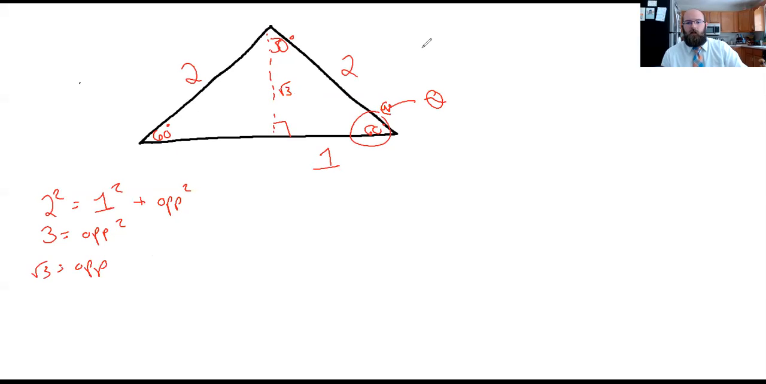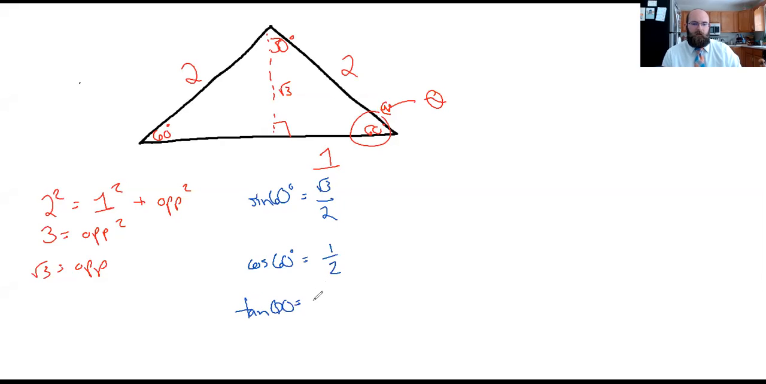Now, let us find what sine of 60 is. Sine of 60 degrees. Remember, sine is SOH, opposite over hypotenuse. So square root of 3 over hypotenuse. Cosine 60 degrees. CAH, adjacent over hypotenuse. So that's going to be a 1 over 2. Adjacent over hypotenuse.